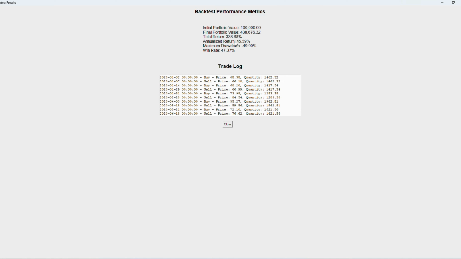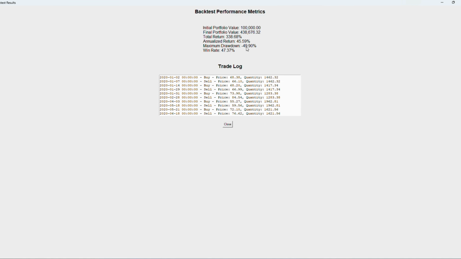The annualized return, which tells us the average yearly return, stands at 45.59%, a strong performance, well above traditional market benchmarks. However, this strategy came with risk. The maximum drawdown was nearly 50%, which means at one point, the portfolio was down by half from its peak value.